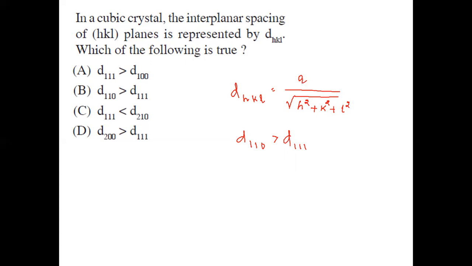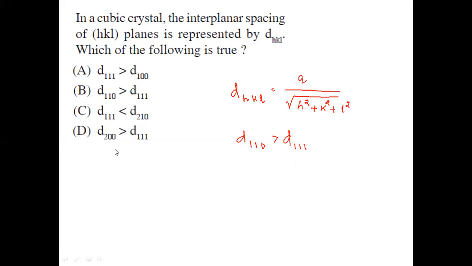Now, depending on the value of h, as a is constant, in the d_hkl expression, the higher the denominator, the lower the interplanar distance. So from this, whichever option has the lower denominator value.